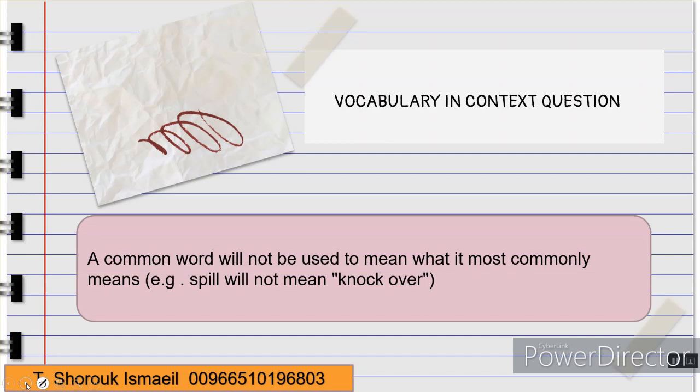When it comes to vocabulary in context questions, let's see this example. If it comes to a verb like spill, usually when you say spill a liquid, any kind of liquid, like to knock over and it spills on the floor, you are not going to be asked about this direct meaning that you actually studied before many times. You are going to be asked about another meaning which is not common, according to the context or according to what the author wants this verb to mean.